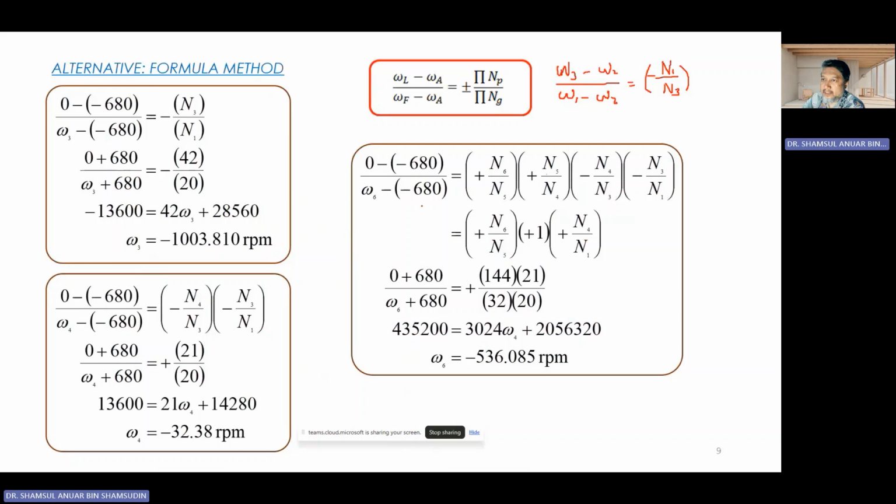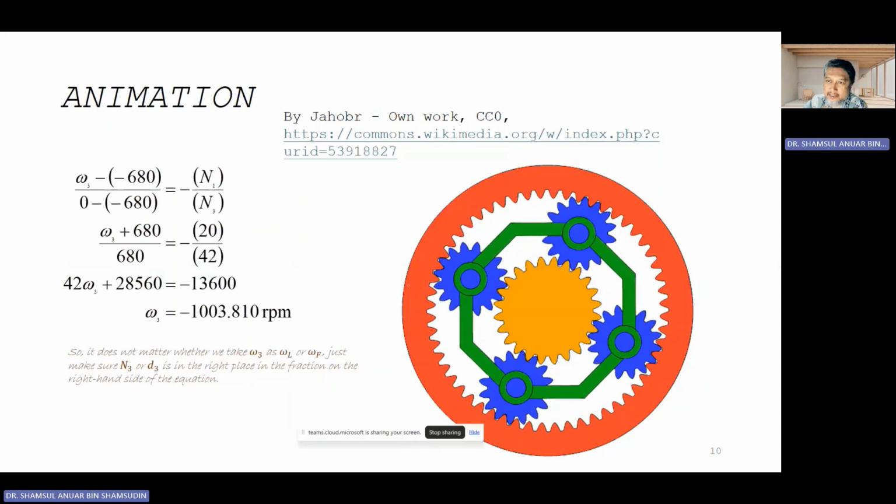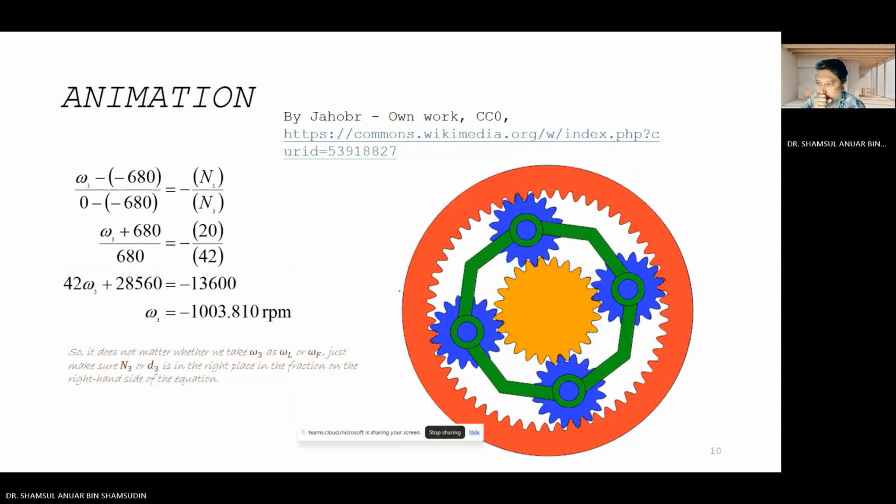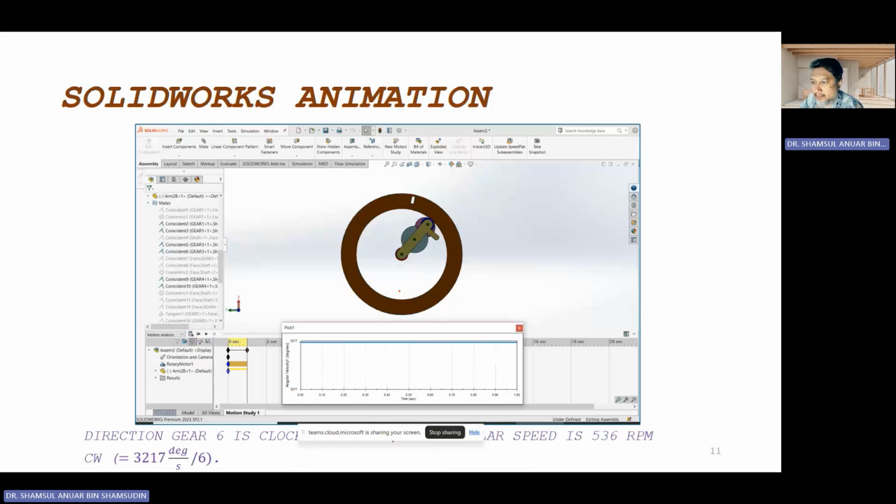Just be consistent whether you want to go from the tail to the first one. So you have to decide which one is the last, which one is the first. The answer should be the same thing. All right.